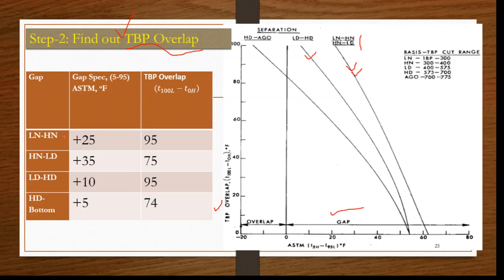So these curves can be used for all these calculations. For light naphtha to heavy naphtha, if you use a gap of plus 25, it should be plus 25, that comes here, very close to this point, close to 100, approximately a value of 95. So that is the first thing. Similarly you can find out the other values also.